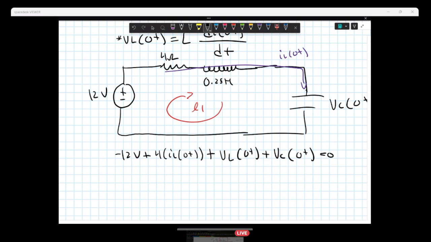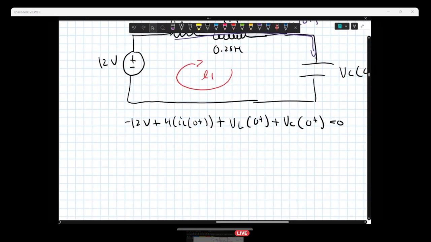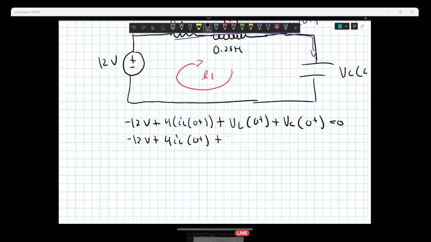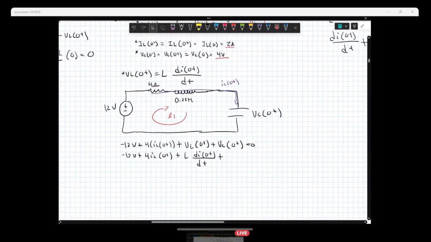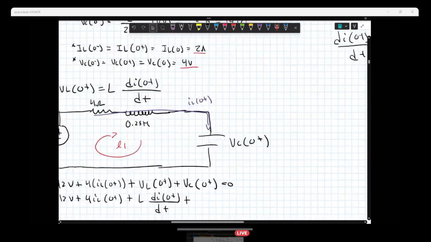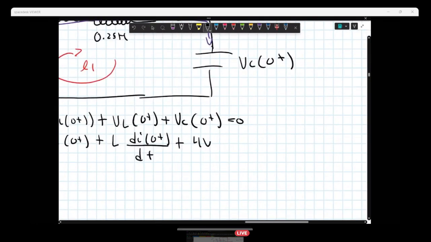Now I'm going to write the KVL equation in terms of differentials. So I'm going to write minus 12 volts plus 4 times IL, which stays the same because it's a resistor, plus L di of 0 plus over dt. This VC of 0 plus we know from previously, we got 4 volts. So it's going to be plus 4 volts equal to 0.